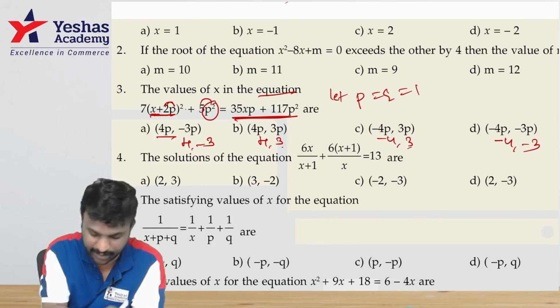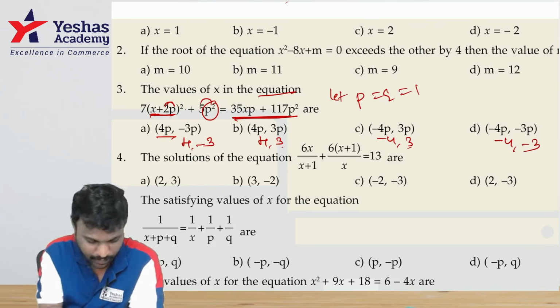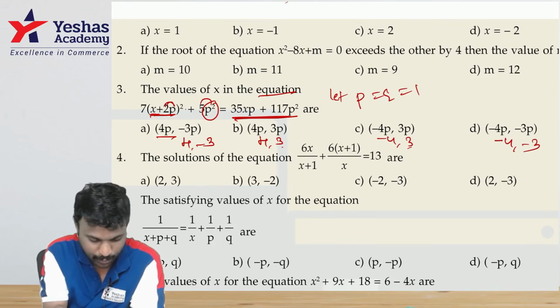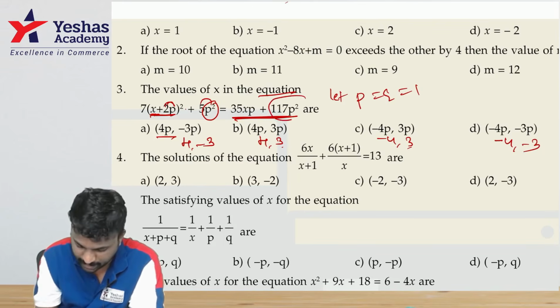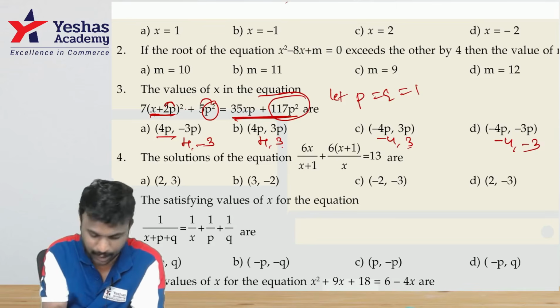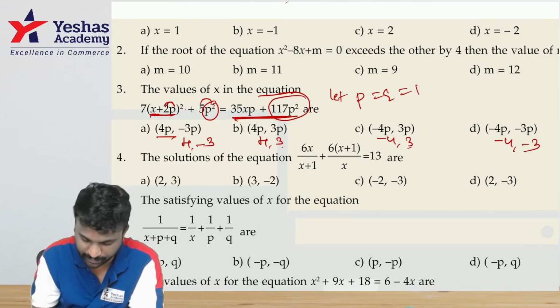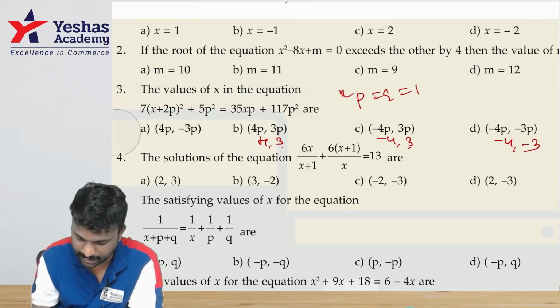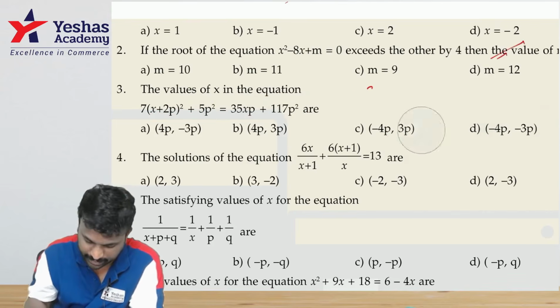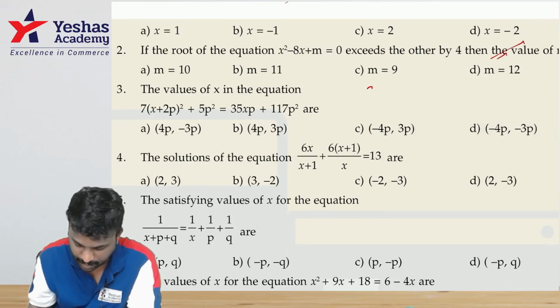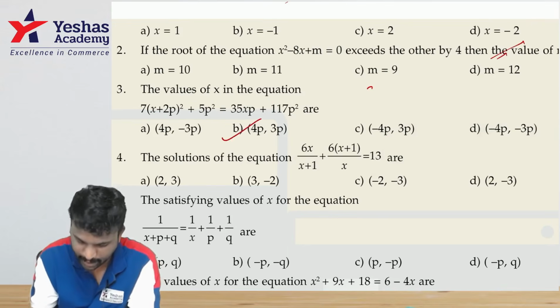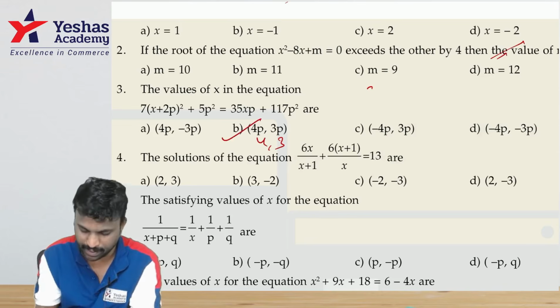So it's 35 into what is x value? x value is 4 into p value is 1, plus 117 into p value is 1 squared is 1, plus the constant, 257. So the equation is getting satisfied with the first option. Oh sorry, the second option, 4 comma 3.